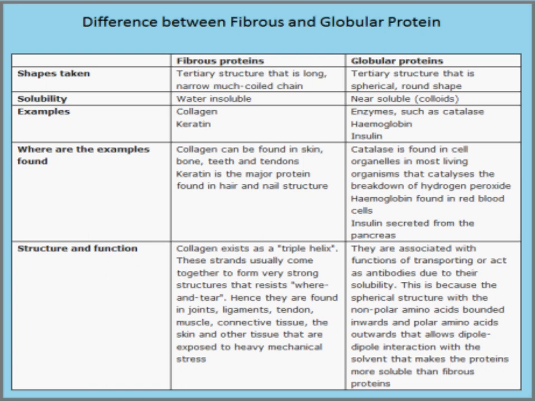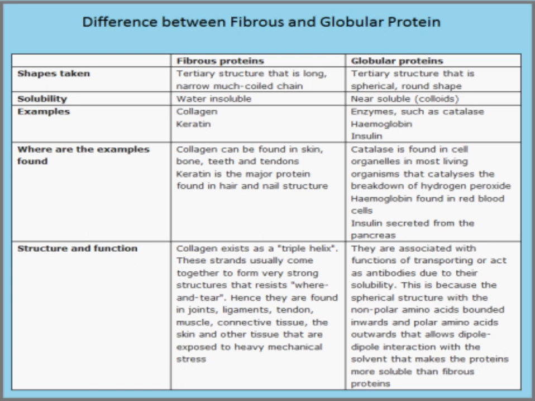Now, what are the differences between fibrous and globular protein? The tertiary structure of fibrous protein is very long and very narrow, in a much coiled chain. Whereas the tertiary structure of globular protein is spherical and round in shape. Tertiary structure always determines the structure of a protein. Always note that, and this question comes frequently in pre-medical tests. Now come to water solubility. Fibrous proteins are water insoluble, whereas globular proteins are nearly soluble and they form colloids.